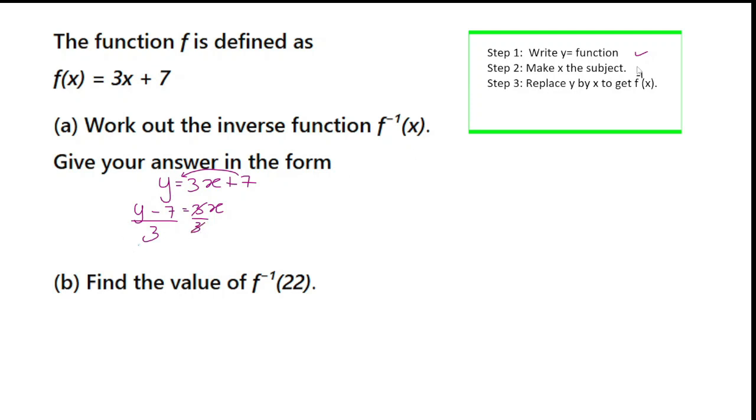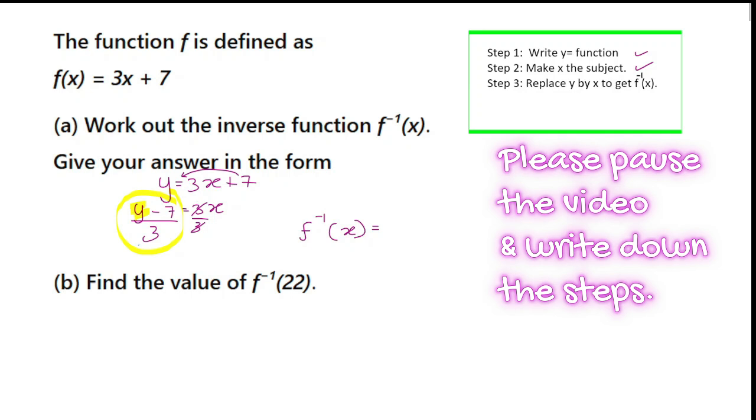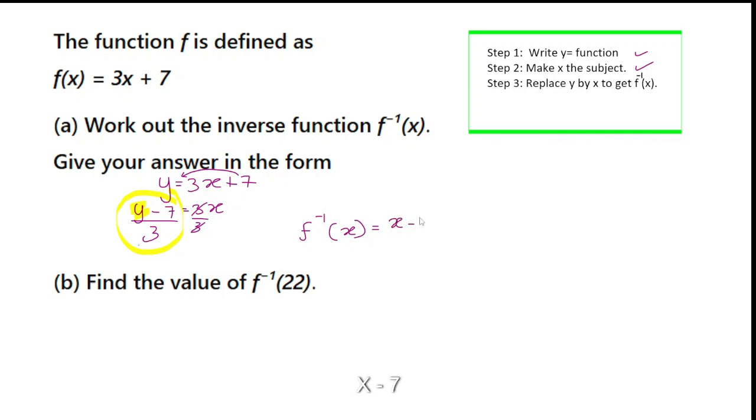That is the second step. Replace your y by x to get the final answer. So you get here inverse function of x is this thing here. However, you need to replace your y by x. So let's get the answer. x minus 7 over 3.